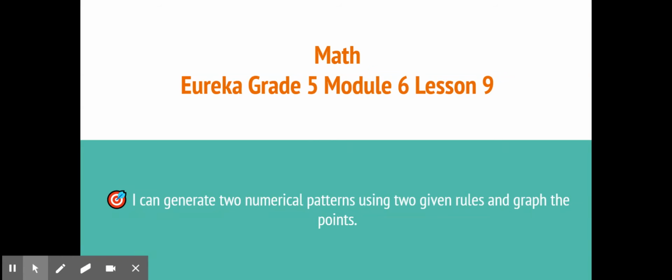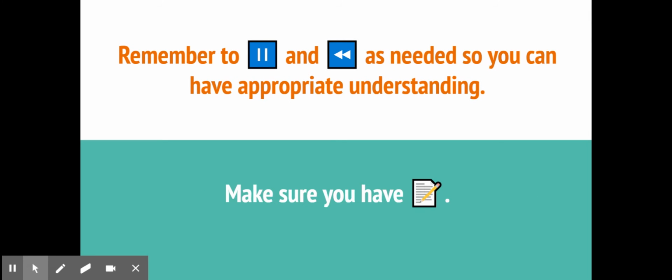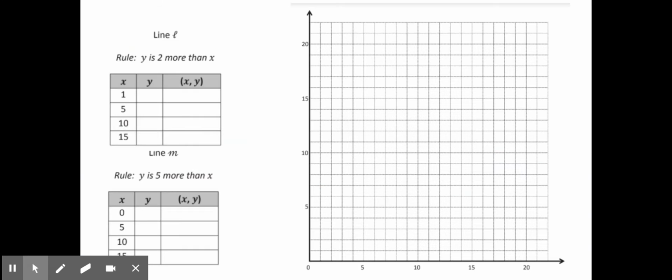All right, friends, so we are here to go over Numerical Grade 5, Module 6, Lesson 9, specifically that learning target of I can generate two numerical patterns using two given rules and graph the points. Remember to pause and rewind as needed so that you can have appropriate understanding, and of course make sure that you have something to write on and something to write with.